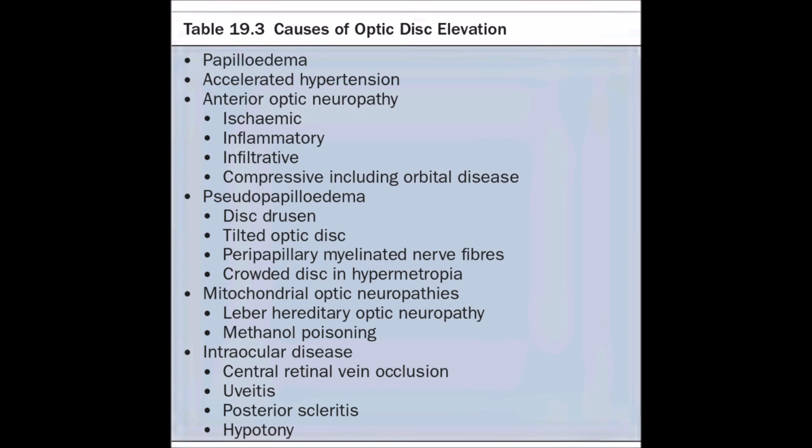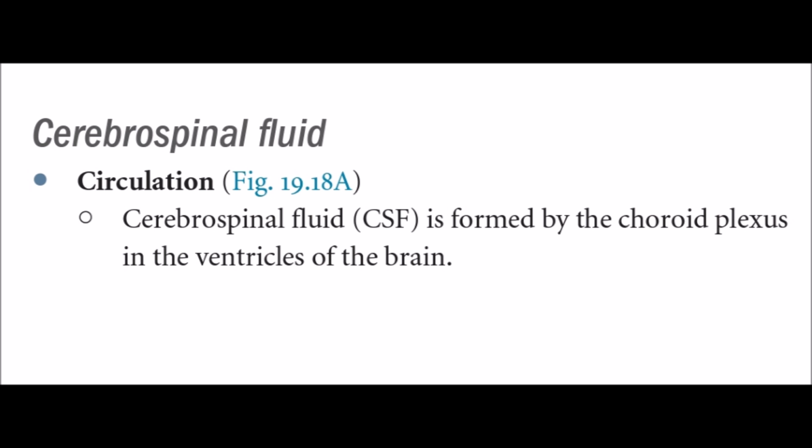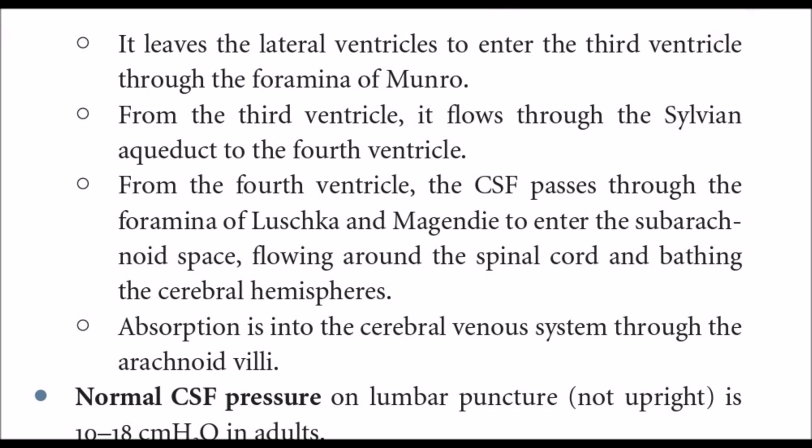Next comes the circulation of CSF or cerebrospinal fluid, which is formed by the choroidal plexus in the ventricles of the brain. CSF leaves the lateral ventricle and it enters the third ventricle through the foramen of Monro. From the third ventricle, it flows through the Sylvian aqueduct to the fourth ventricle.